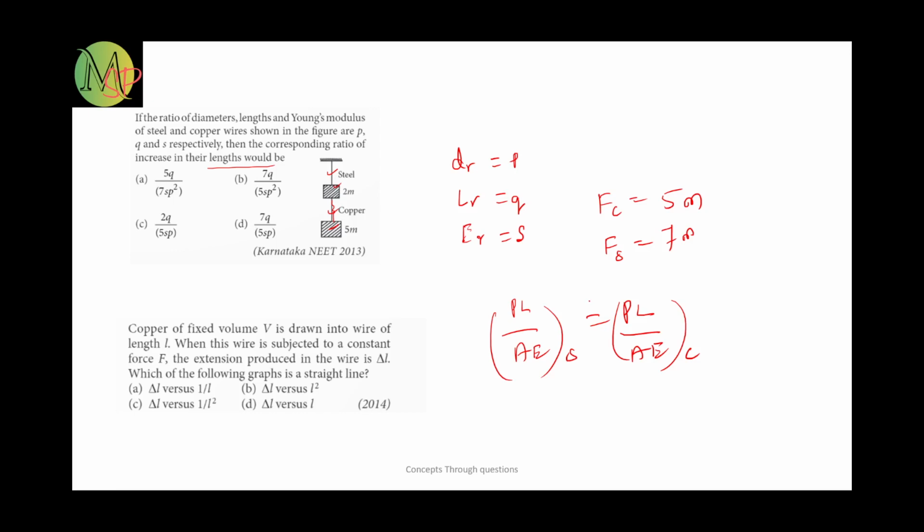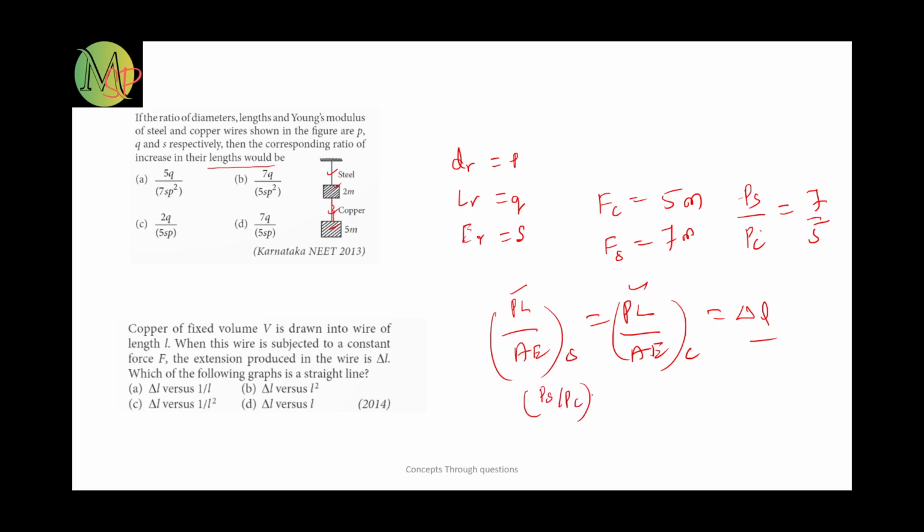And we need to find out the increase in length. The increase in length is the same for these two materials. Now you can cross multiply these two. Cross multiply for PS. For the force, PS divided by PC is 7 by 5. So PS divided by PC.